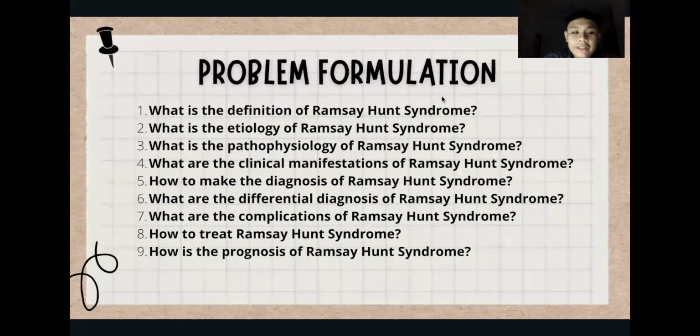Hello, my name is Christian Sinaga Trila, student ID number 096. So I will explain to you about the problem formulation. What is the definition, etiology, and pathophysiology of Ramsay Hunt syndrome? What are the clinical manifestations of Ramsay Hunt syndrome? How to make the diagnosis of Ramsay Hunt syndrome? What are the differential diagnosis and the complications of Ramsay Hunt syndrome? How to treat, and how is the prognosis of Ramsay Hunt syndrome?